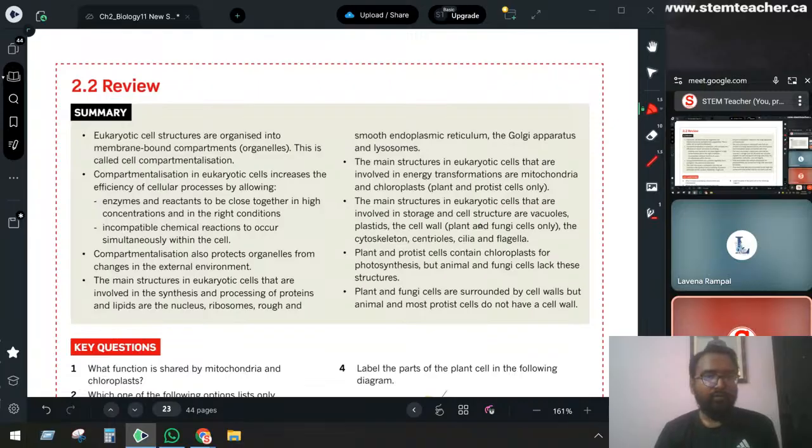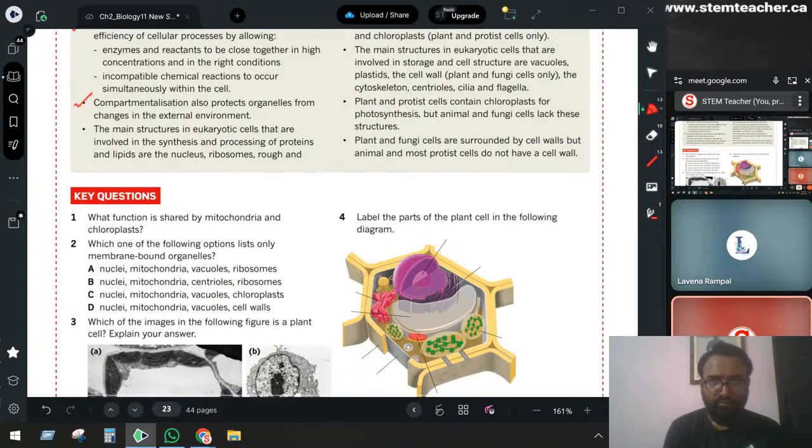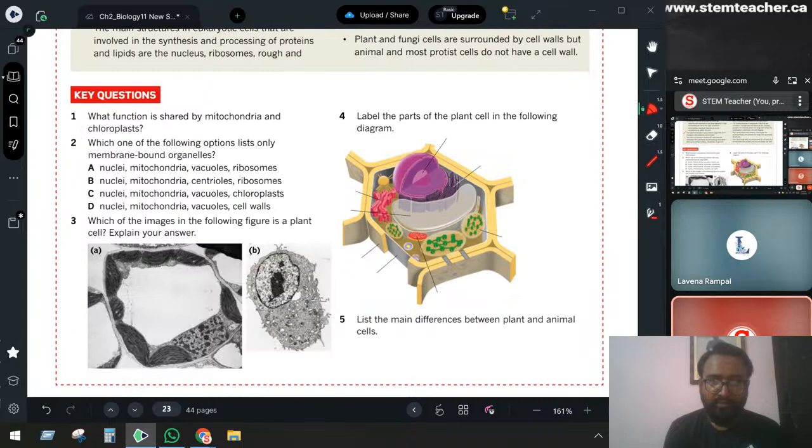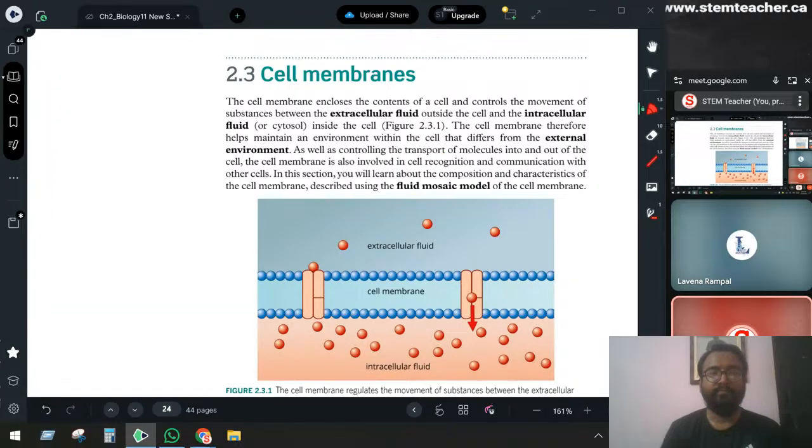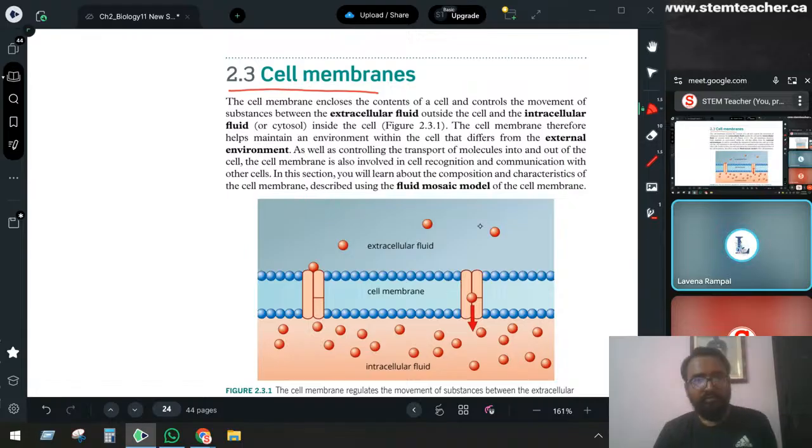Okay, so it is review. I think I revised two to three times about the functionalities of all parts. So I will go through this, and we have to go to the next one. What is the next section? Cell membranes.